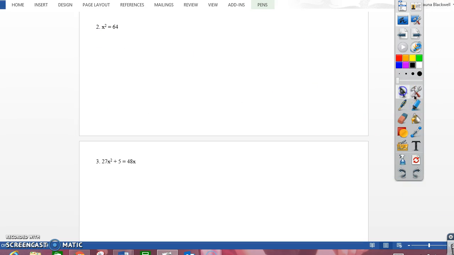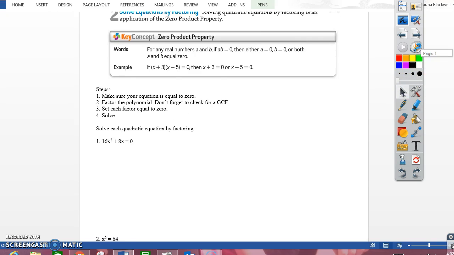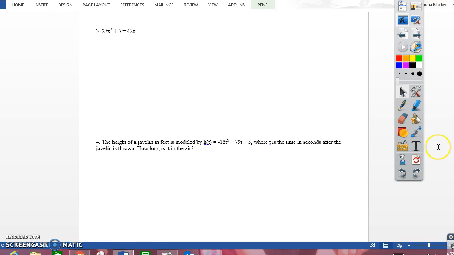On number 3, we have 27x squared plus 5 equals 48x. So again, you ask yourself, is it equal to 0? So when I look at this, it is not equal to 0. It's 27x squared plus 5 is equal to 48x. So again, check your x squared. I want it to be positive. Please remember, when we're factoring, we want that first term to be positive. And it is positive. It's a positive 27x squared.